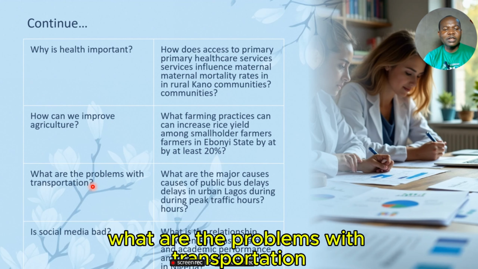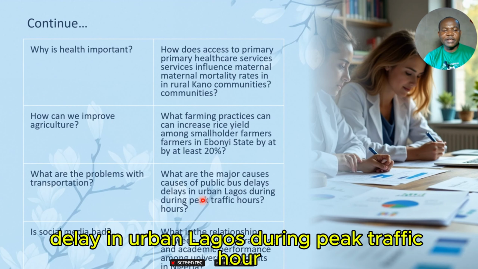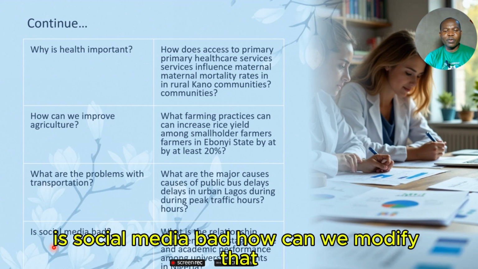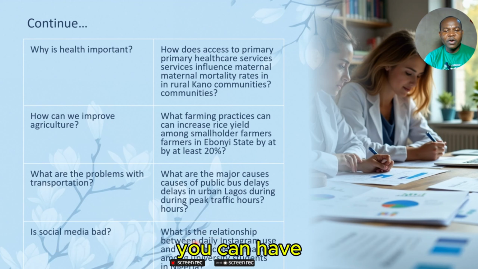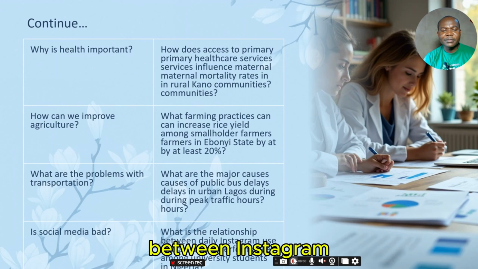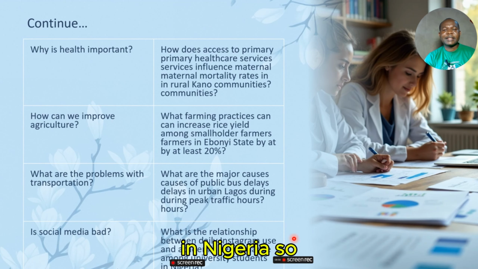Another example, what are the problems with transportation? What are the major causes of public bus delay in urban Lagos during peak traffic hour? And lastly, we have, is social media bad? How can we modify that? We can have, what is the relationship between Instagram use and academic performance among university students in Nigeria?